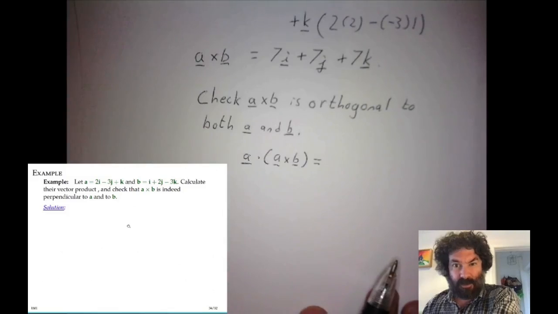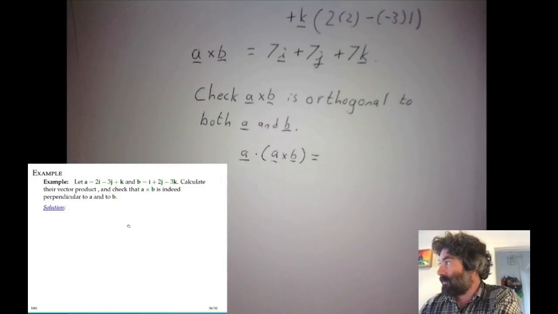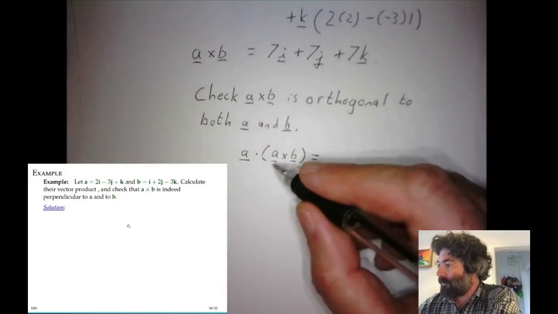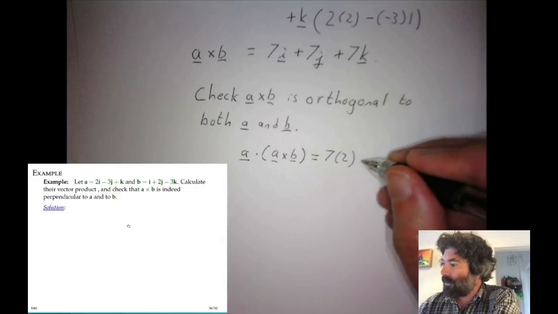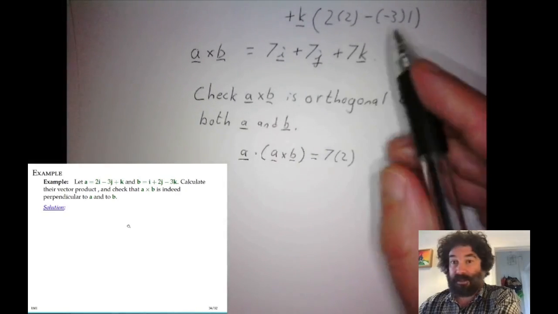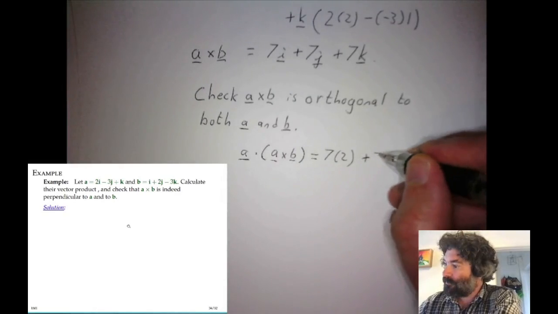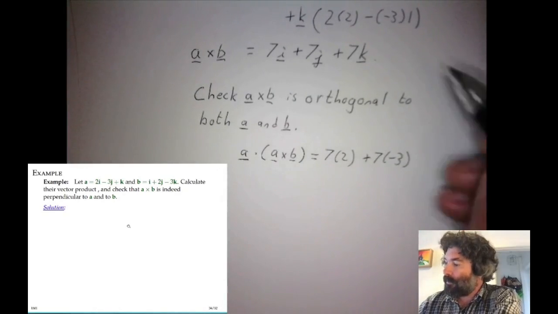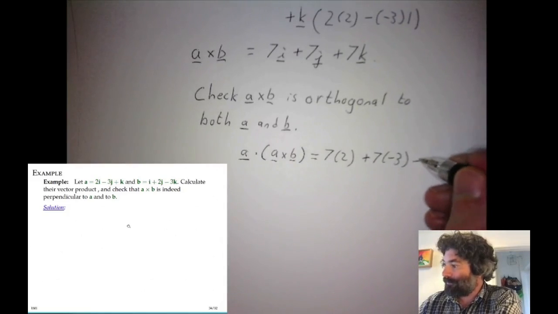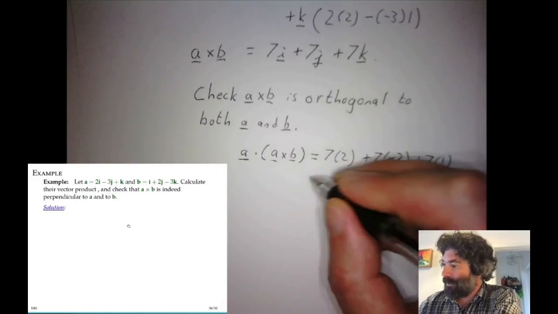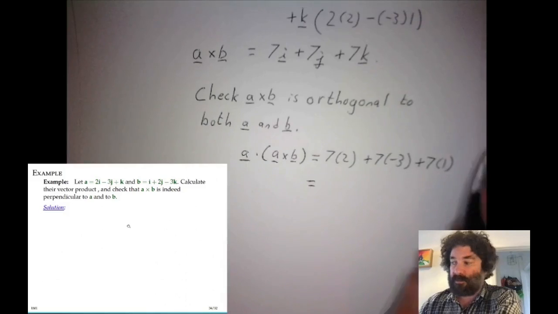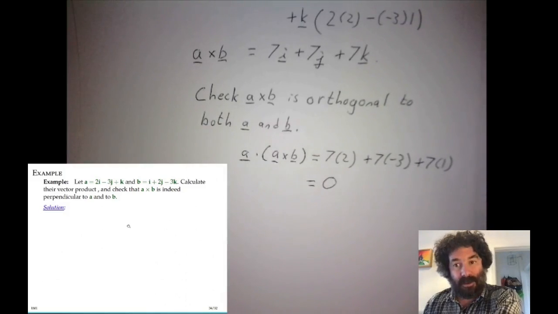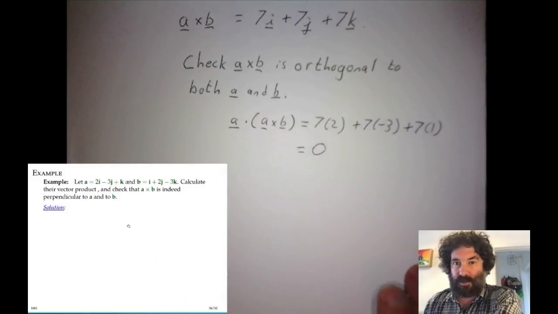So you can see A there on the slide. So the first component of this is going to be 7 times 2, the first entry of A, plus 7 times -3, plus 7 times 1. So you add these up, you have 14 minus 21 plus 7 is 0. So in fact, A is perpendicular or orthogonal to A cross B. Let's also check for B.